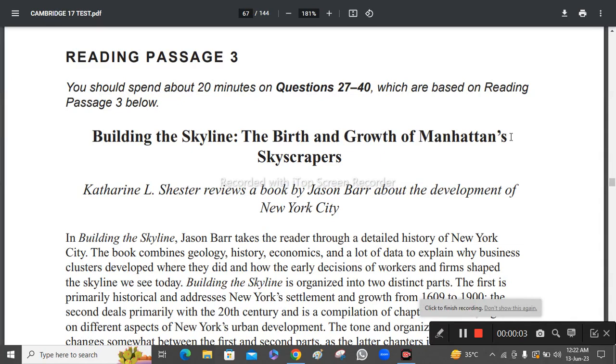Reading Passage 3. You should spend about 20 minutes on questions 27 to 40, which are based on Reading Passage 3 below. Building the Skyline, the Birth and Growth of Manhattan's Skyscrapers. Catherine L. Schuster reviews a book by Jason Barr about the development of New York City.